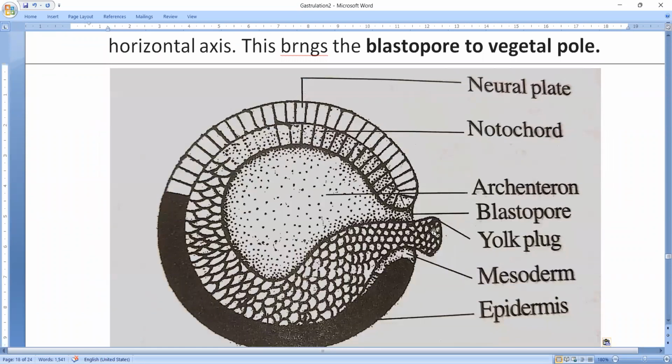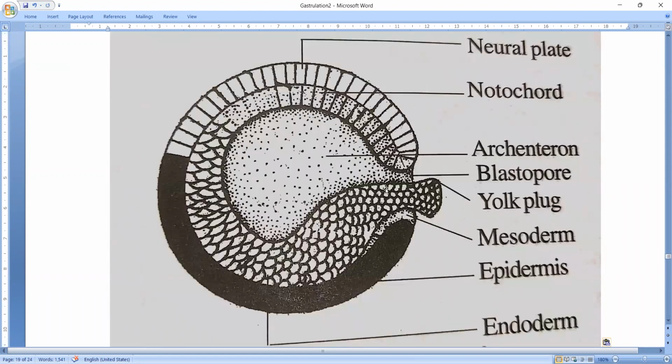So this is your plug. This is the neural plate. This is the notochord, and this is the precaudal plate. This is the endoderm cells or macromeres, and this black one is ectoderm or epidermis, and this one is mesoderm. This is the photo of the diagram of the gastrula.